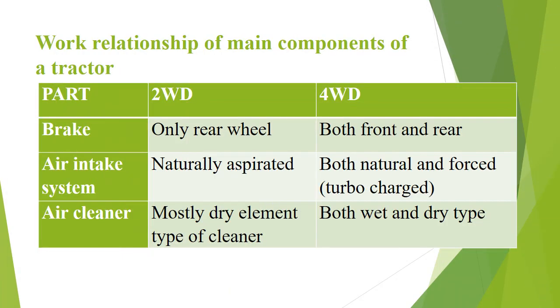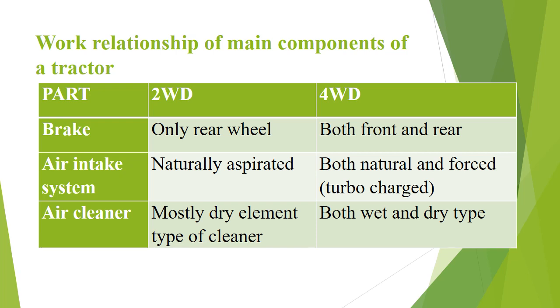Let's look at the working relationship of the main components of a tractor. Let's start with the brake. In the brake system of a 2-wheel drive, we have brakes only on the rear wheels, but in 4-wheel drive we have brakes on both rear and front wheels.